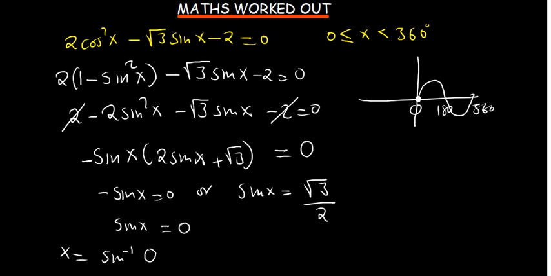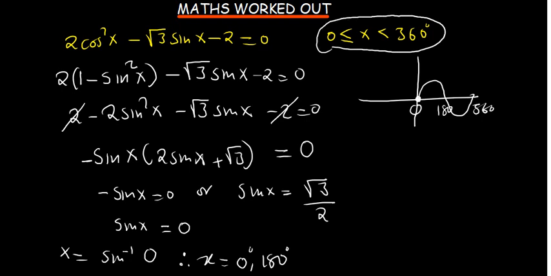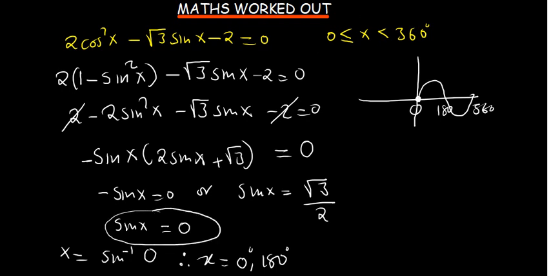So that means the values of x, therefore, x is going to be what? 0 and 180. It's supposed also to be 360, but remember in the range, we can include 0, but we are not including 360. So I will not write 360 as a solution. So these are the two answers when you take this one.